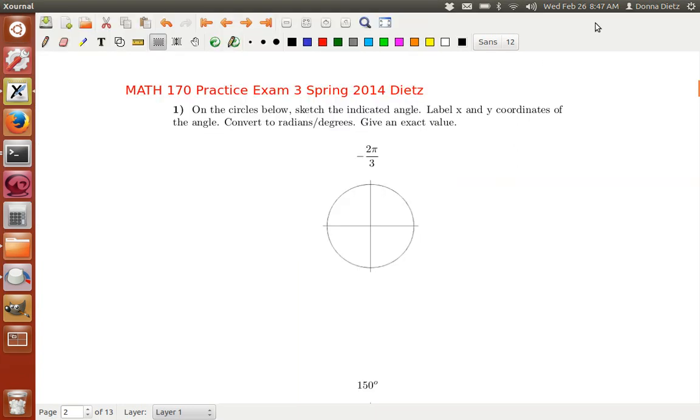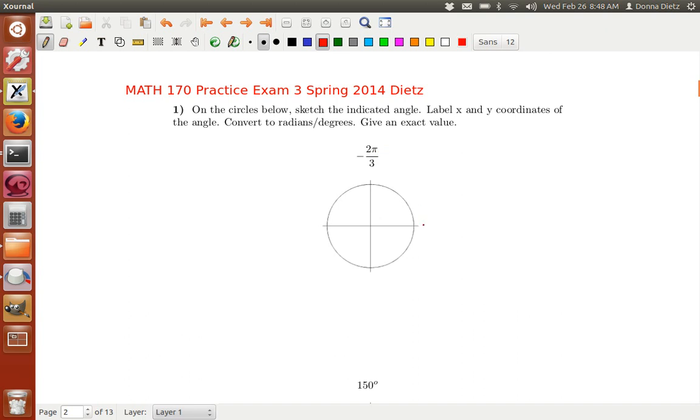Okay, so on the circles below, sketch the indicated angle. Label x and y coordinates of the angle and then convert to radians, give an exact value. There's two circles. You can only see one at a time. So first of all, you can draw your triangle directly inside the circle as provided, or you can make a separate triangle. I'm going to probably do both. So what is minus 2 pi over 3?